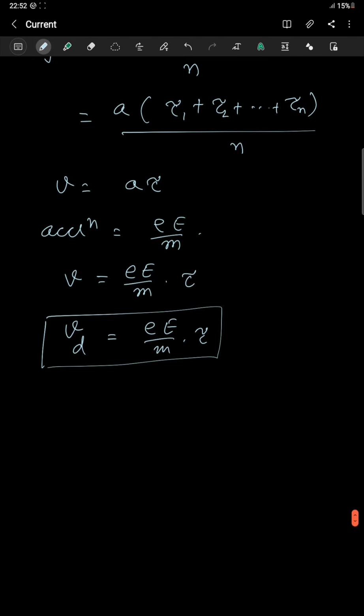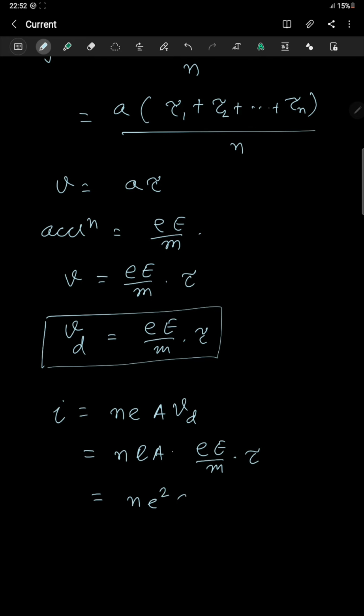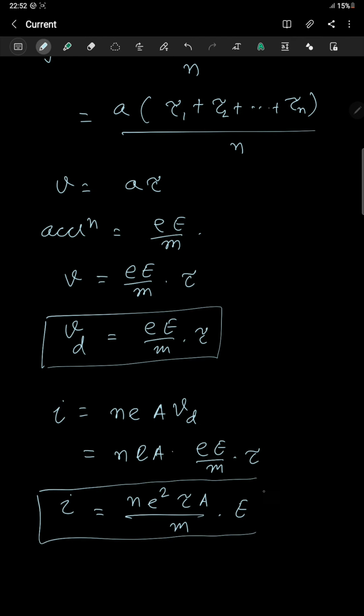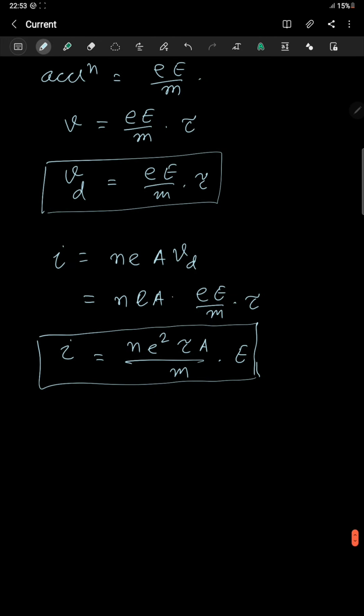So we have already derived your current I is equal to neAVd. So this is equal to neA, instead of Vd, what can I write? eE by m into tau. So this gives you ne squared tau A by m into E is equal to I. So this is one of the relationships between your I and tau. This is also one important relationship. Now many pieces of information can come out from this expression. Okay, let us go one by one.